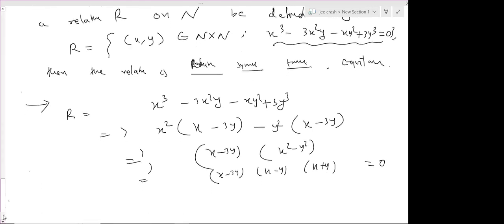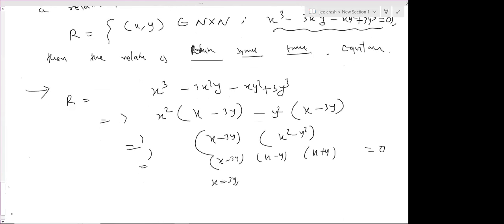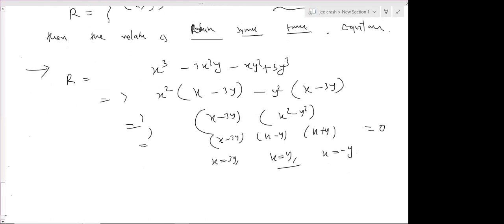So we have three options here: x equals 3y, x equals y, x equals minus y. So reflexive, we can see x equals y, so it can be there. For symmetric, if you put (3, 1), then (1, 3) is not there. For transitive, you can see if you put y equals 3z, you will not get the transitive option. Is it clear? So this is reflexive.